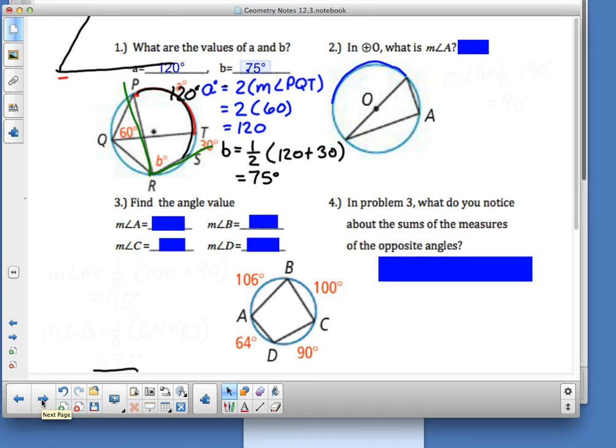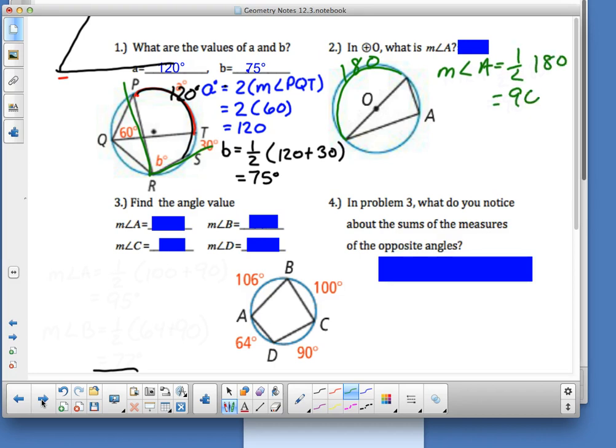Now, with this idea in mind, and now that we've walked away from the more difficult problem on the page so far, do number two. Semicircle? How many degrees does that arc have? And what would the inscribed angle be if you took half of it? So if this is 180, are you okay? Doing all right?